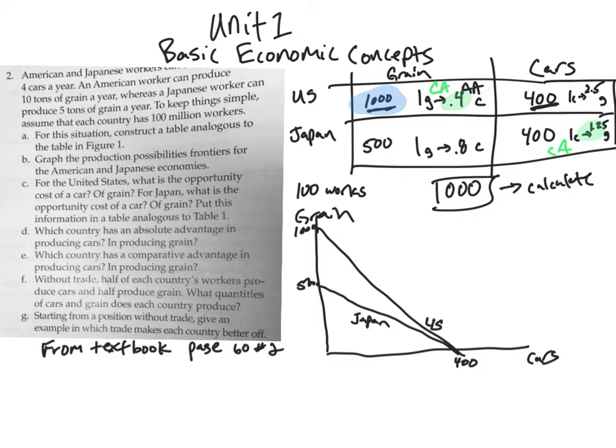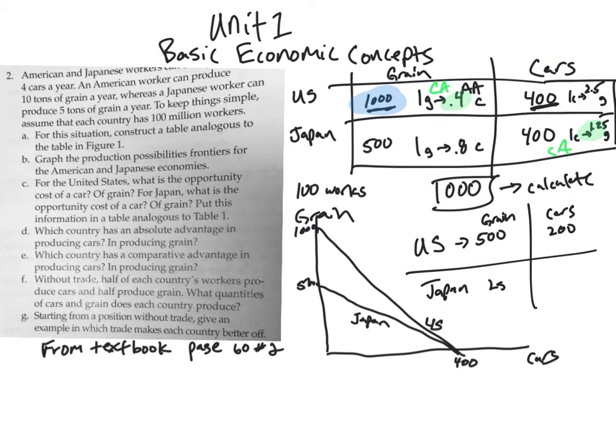All right. So the next part is, if we took half of our workers and dedicated them to production of each one of the two goods, how much of the two goods could we have? So for the U.S., you take half of your workers, you take 50 of your workers, and you produce one good. You produce, let's say, grain. They can produce 500 tons of grain, or they could produce 200 cars.